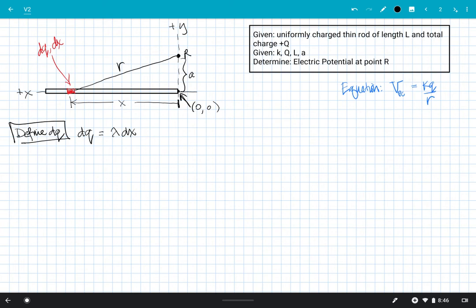We're given the overall charge and we're given L. So before we write our final expression, we need to rewrite it then in terms of Q and L. You should be comfortable at this point, especially with the one-dimensional charge distribution. So that's defining our dq.